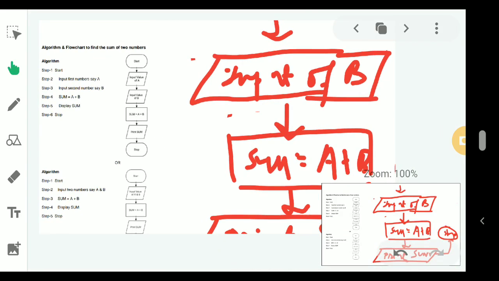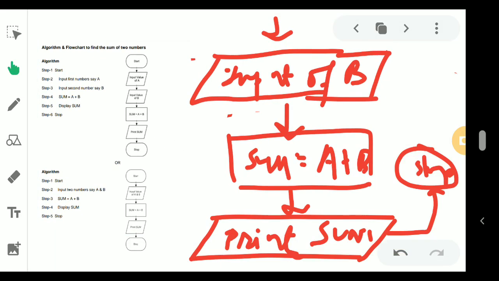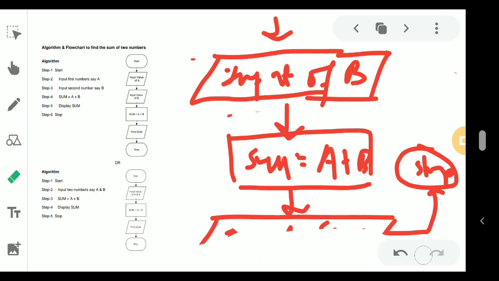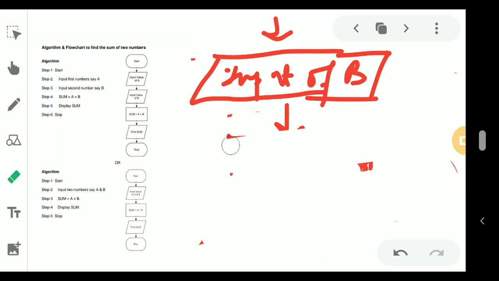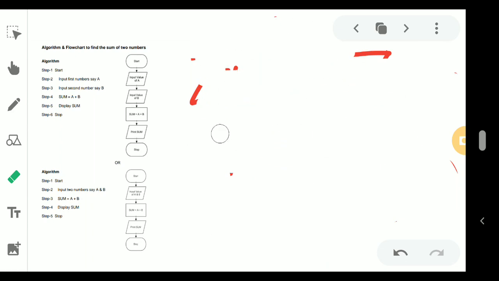But there is another format of algorithm also present. I am erasing this, it will be easier. Again, we don't need to write the input statement two times. In the same parallelogram, we can take two inputs. We can take two inputs.